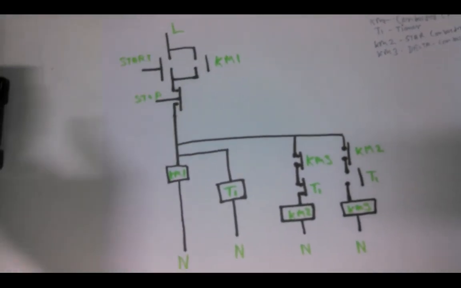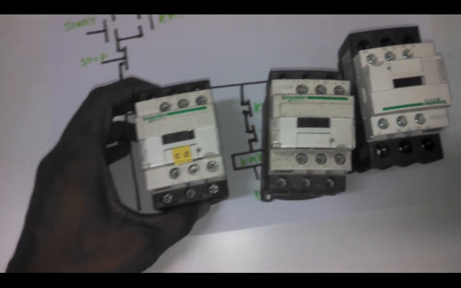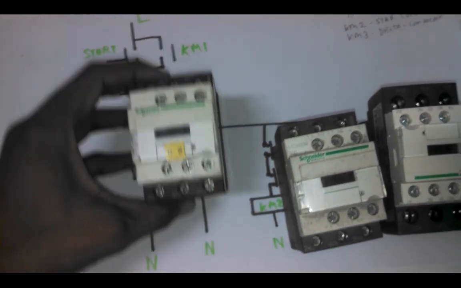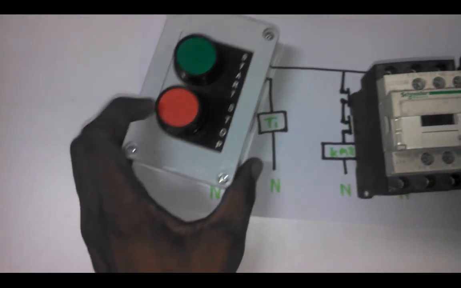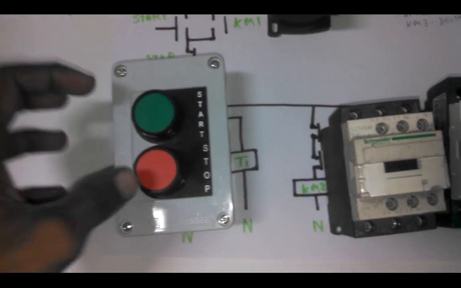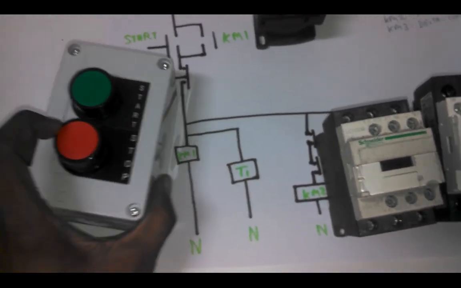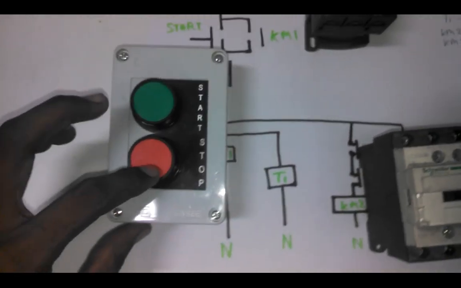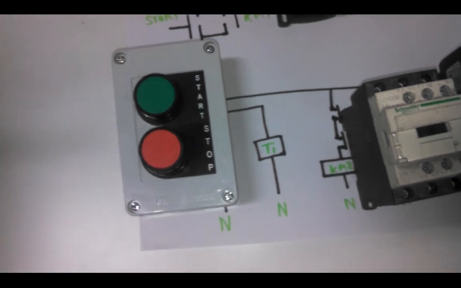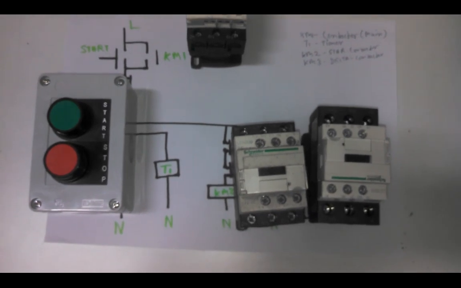Today we have 3 contactors. One is star and the other is delta, and this will be our main contactor. Also we have taken a remote box today. We didn't take the push buttons as we did earlier. This is also called the start stop box, or the remote box, where we can operate any of our starters from a long wire or from the field. So let's do some hard wiring and test the starter.